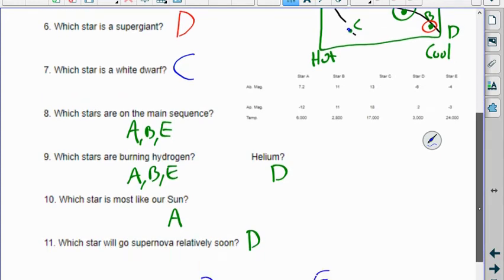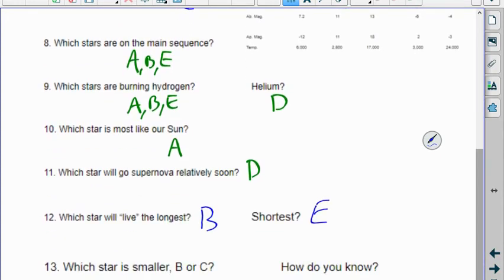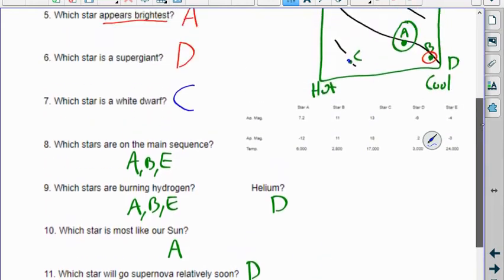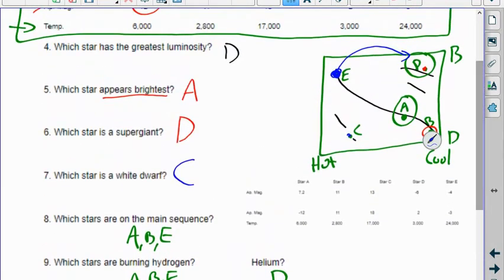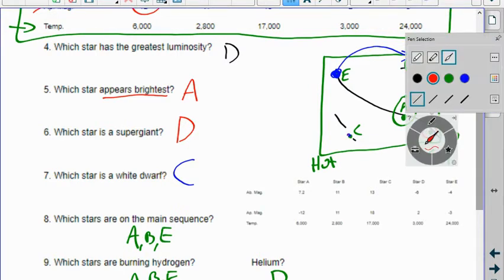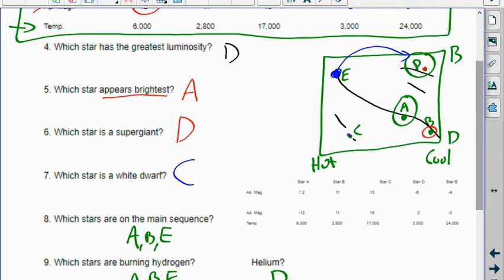Thank you. All right. Which star is smaller, B or C? This is a hard question. So B is right here, and C is right there. Anyone have an idea of why is that doing that? Which one of those two? Give a stamp to the person that can explain why.